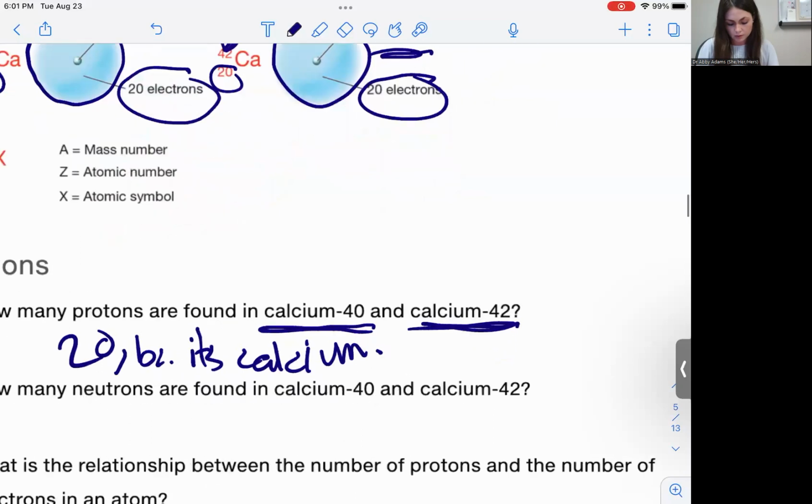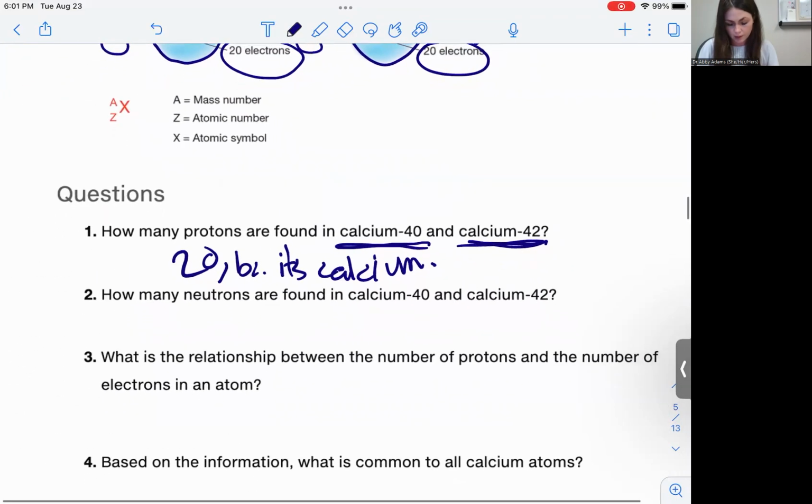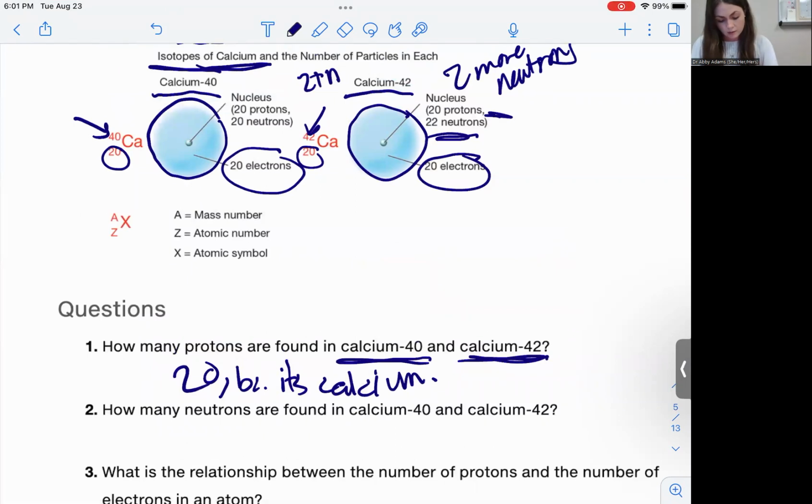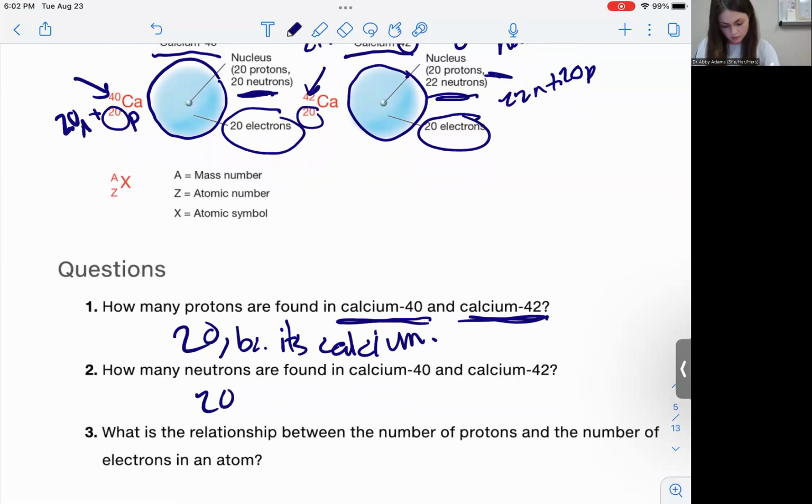So how many neutrons are found in calcium 40 and calcium 42? We just went over that. How many neutrons in calcium 40? Well, you have 20 protons plus 20 neutrons, so you have 40. Here you have 22 neutrons plus 20 protons, and that's what gives you 42. So for calcium 40, you have 20 neutrons, and for calcium 42, you have 22 neutrons.